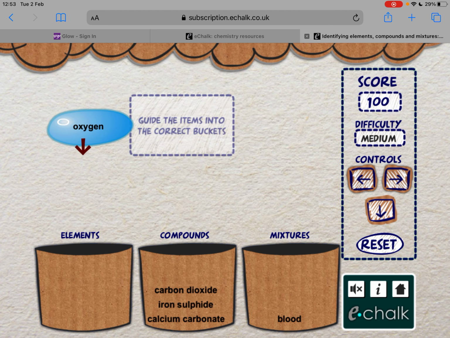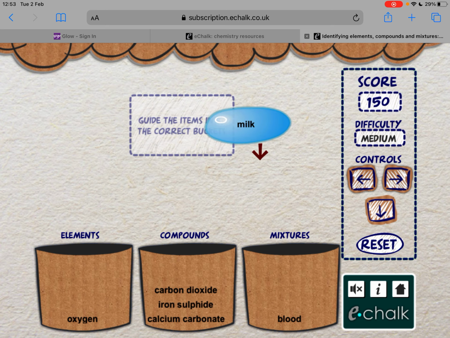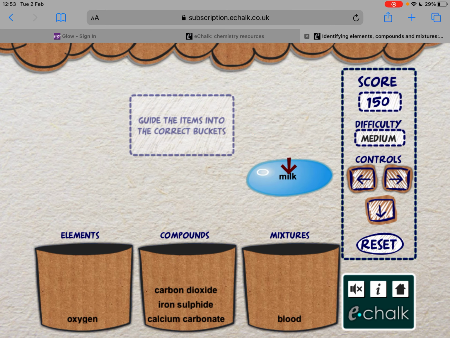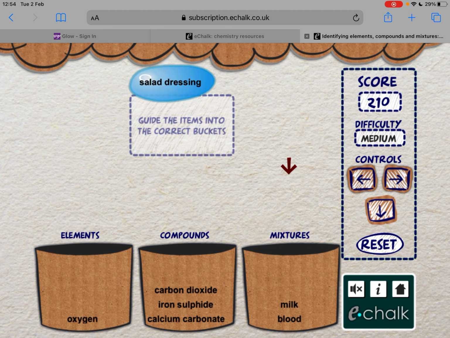Oxygen we find in the periodic table, so it is an element. It is a substance that contains just one type of atom. Milk is another example of a mixture. Lots of different things within it, but they are not all joined together. They're not all chemically bonded together.